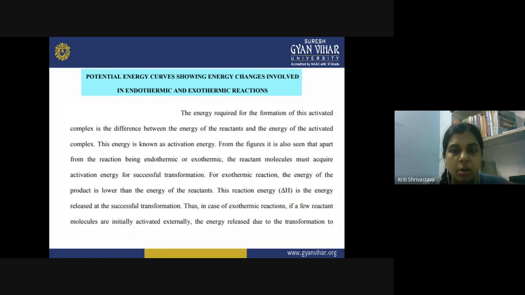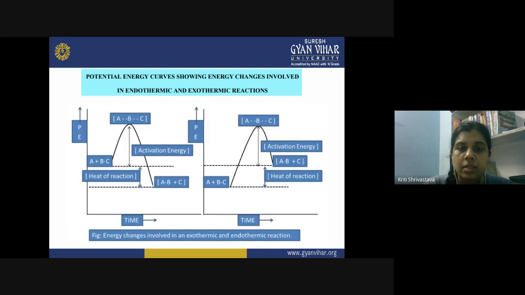So the reactant molecule must acquire the activation energy for successful transformation. Whatever type of reaction it is, the activation energy barrier needs to be crossed. So let us see. This is the diagram, and here you can see we have two potential energy diagrams. The first represents the exothermic reaction, and the second represents the endothermic reaction.